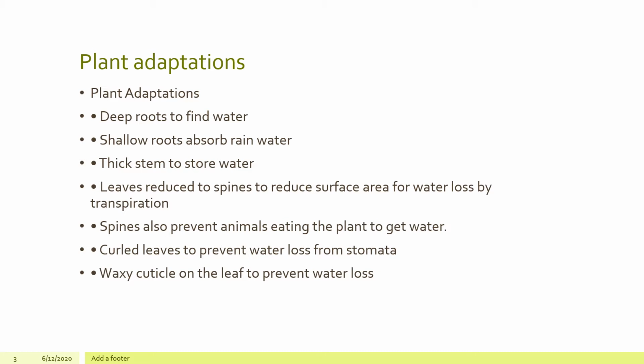small leaves. Also, spines prevent animals from eating the plant to get water, because that's what animals normally do. And they have curled leaves to protect against water loss from the stomata, and a waxy cuticle on the leaf to prevent water loss. So the main theme of plant adaptations is to prevent water loss. The ways they do it are waxy cuticle, spines, and curled leaves.